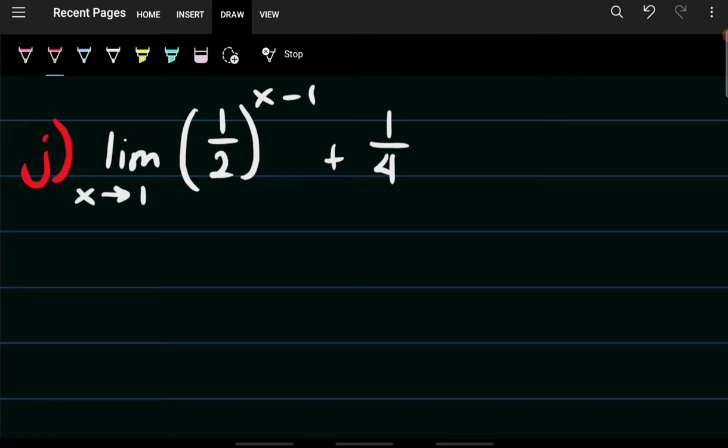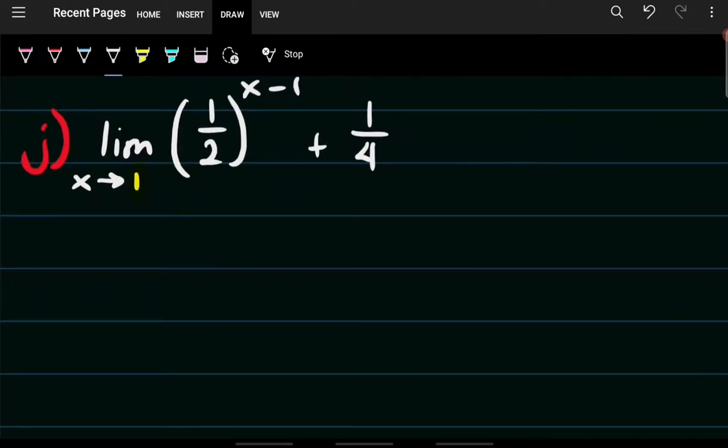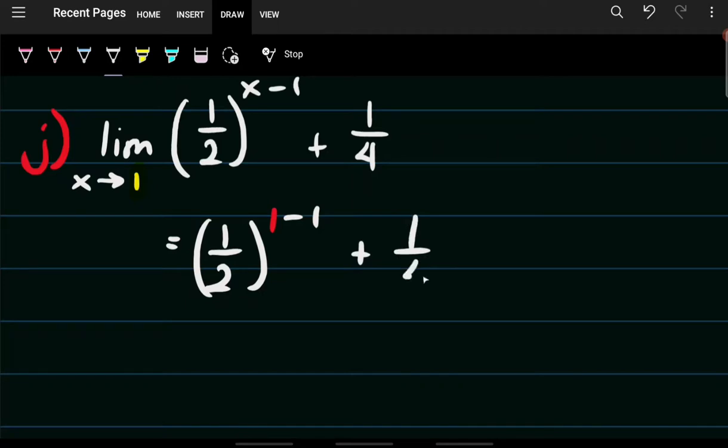So limit of 1/2 raised to x minus 1, so that's the exponent, plus 1/4 as x approaches positive 1. Okay? X approaches positive 1. So let's answer this problem. So let's apply direct substitution. So we have 1/2 raised to x, or 1, minus 1, and then copy the remaining term, plus 1/4.